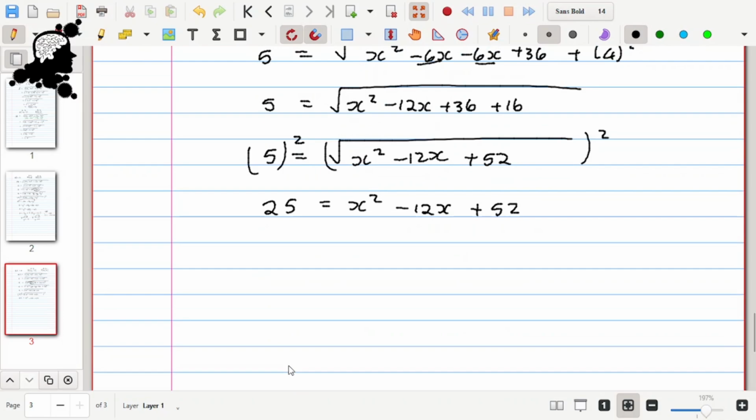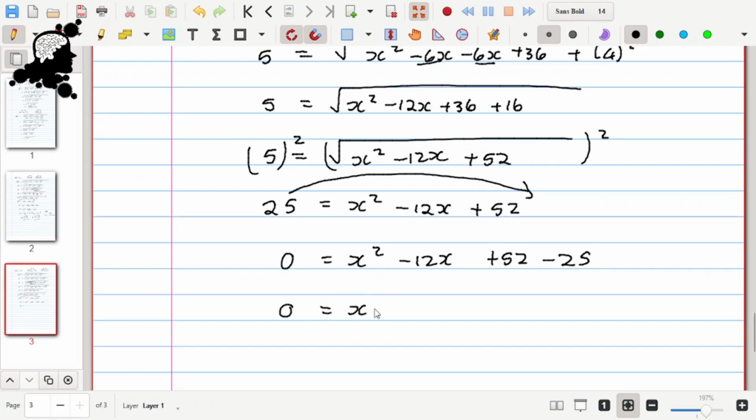Now, this is a quadratic equation, we need to take over the 25. So 0 is equal to x squared minus 12x plus 52 minus 25. Now we just need to work out what is 52 minus 25, and then solve for x. So this is x squared minus 12x, 52 minus 25, that's going to give us positive 27. Once again, we need to factorize this.